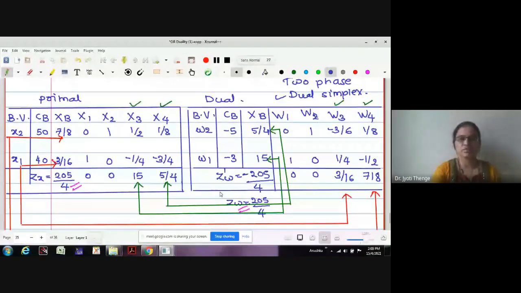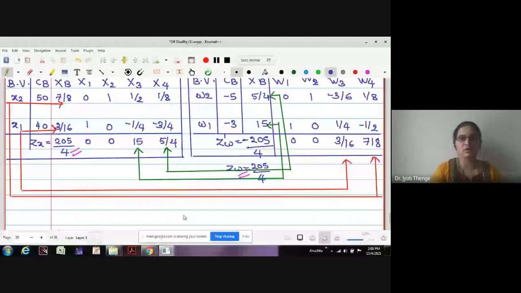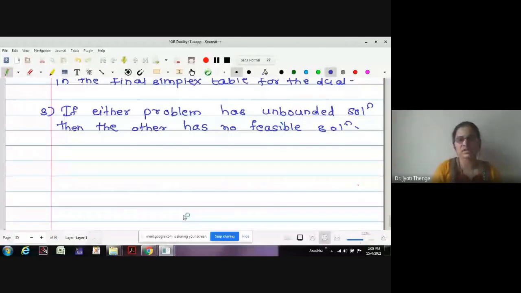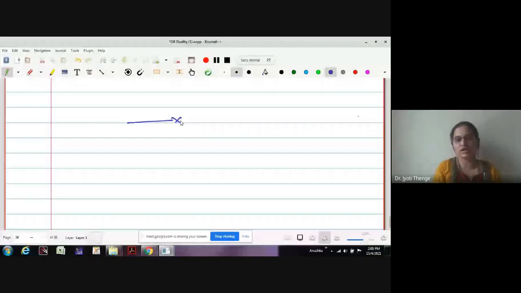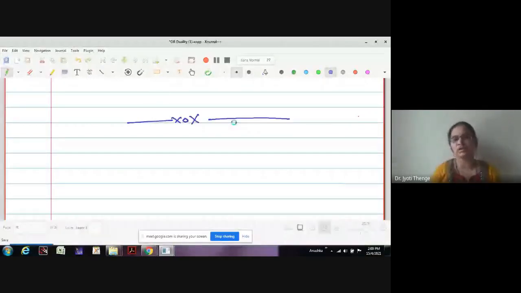Here we stop for this duality topic. Now in today's lecture, we are going to start a new topic called integer programming. This is not a new topic actually. This is the new point in the syllabus. Same topic it is. Okay. The new point is the integer programming problem.